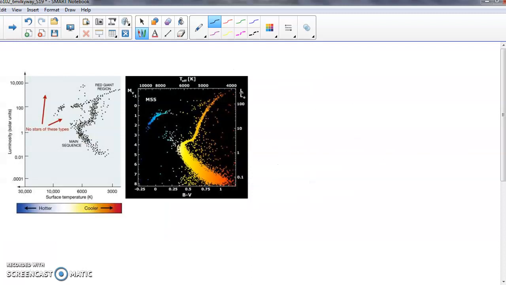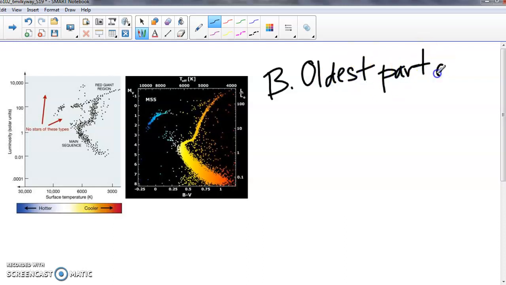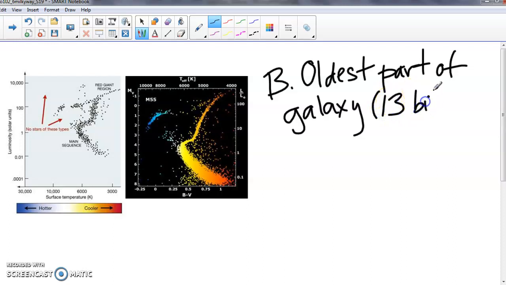So, why do we care? Well, it turns out that these globular clusters are actually the oldest part of our galaxy. And so, that's kind of an interesting thing. We want to know why and what can we learn from that. So they're the oldest part of our galaxy. They're almost as old as the universe. They can be about 13 billion years old.